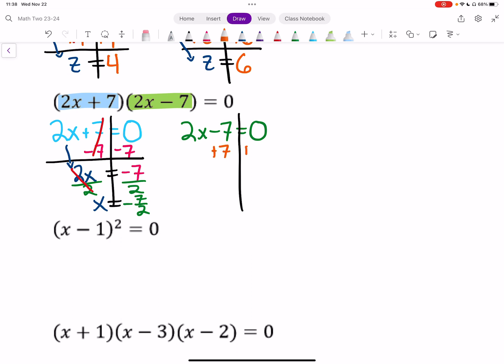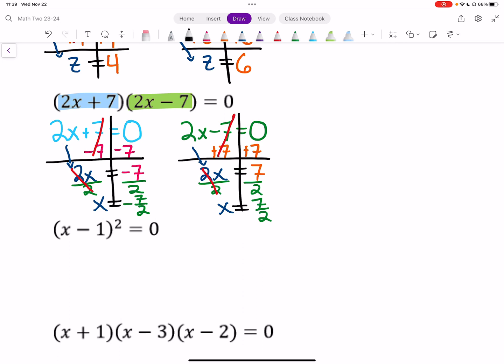Looking at the second equation, I see that I need to move the negative 7 first because that's furthest away. I'm going to do that by adding 7 on both sides. Drop down the 2x, that cancels. 0 add 7 is 7. Finally, I need to remove that 2 by division because it's being multiplied. What remains is a single x. Once again, 7 over 2, or 7/2, does not simplify, so I'm going to leave it as such.